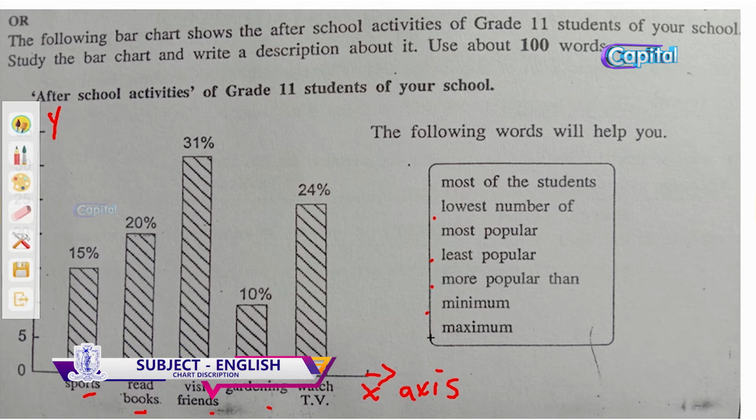What is the most popular after school activity? It is visiting friends. The most of the students, or the highest percentage of students, visit friends, and the lowest percentage of students, or a minority of students, do gardening after school. There is nothing equal, so we can't say anything about an equal number. Watching TV is more popular than reading books. Sports is less popular than reading books. This is what we have to study about. The second highest after school activity is watching TV.